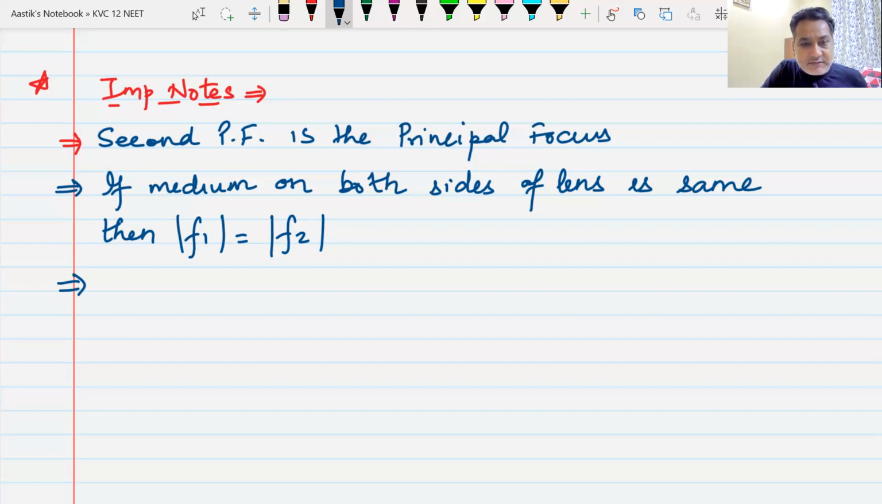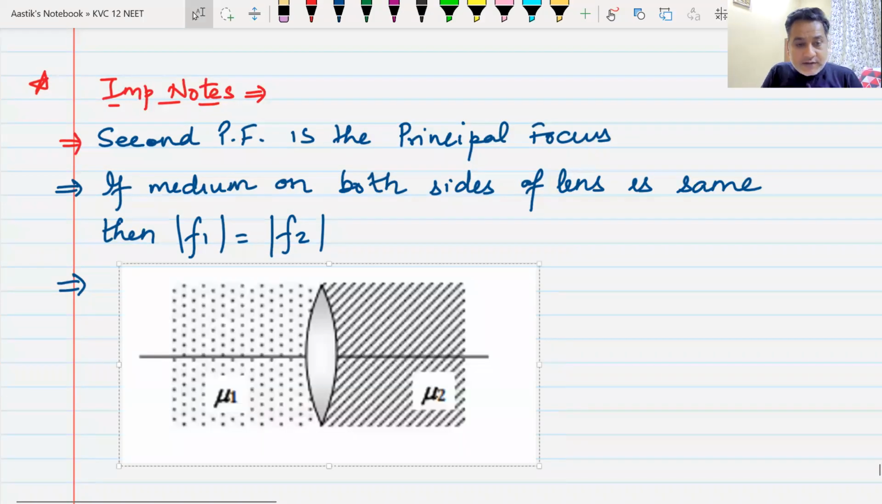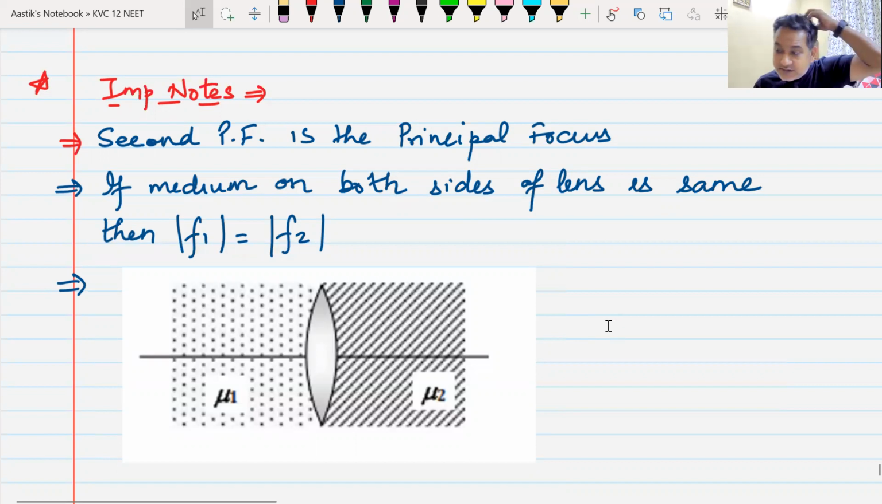This question has come many times in your exam. What will happen if the medium on both sides is not the same? For example, it may be like this. On one side, my dear friends, we have mu1, and on the other side, taking the example of a convex lens, we have mu2. In that case, what will happen?